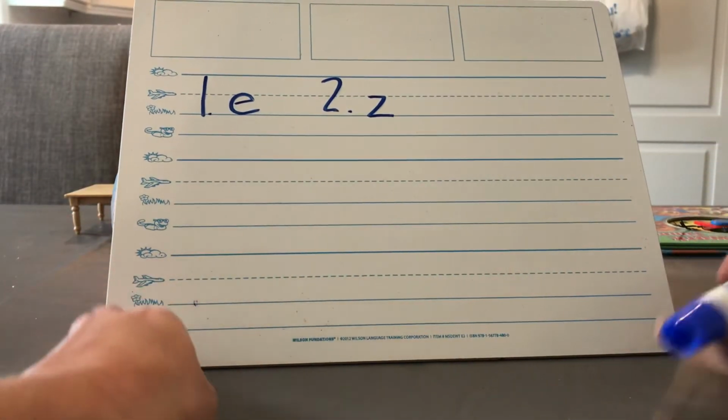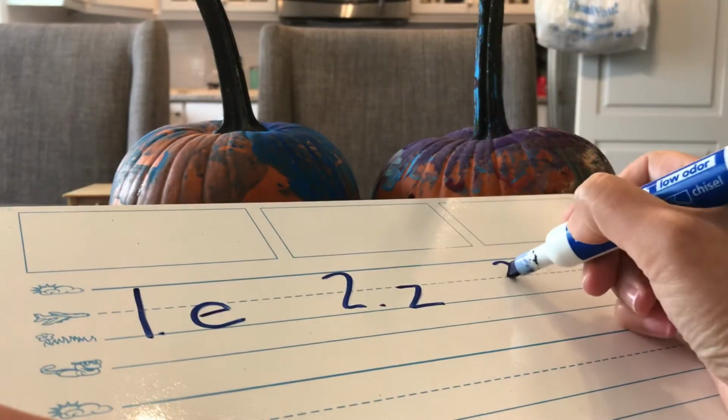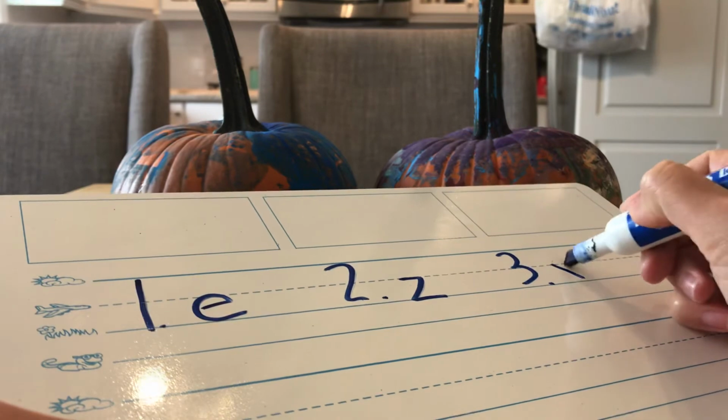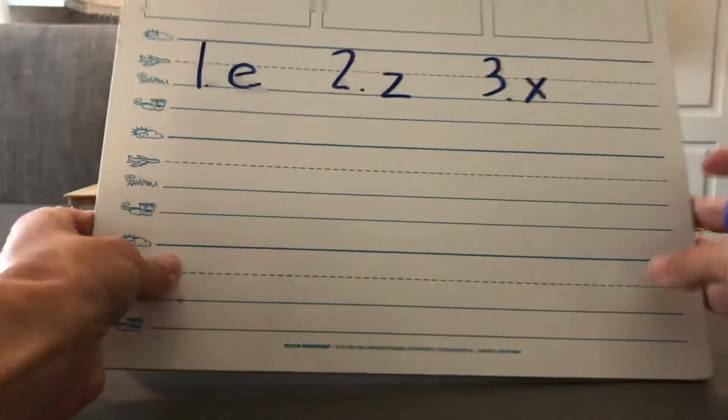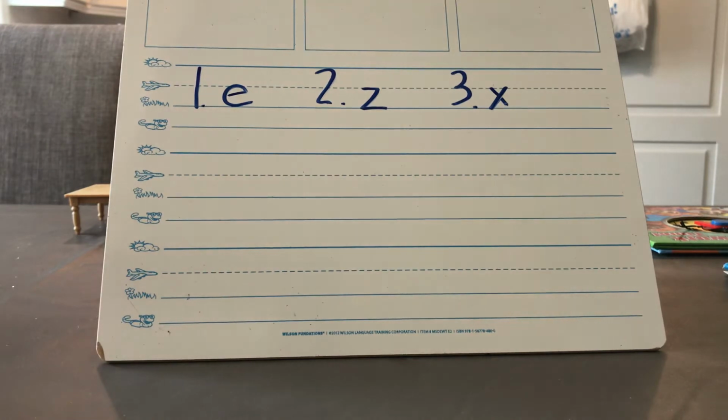Z, zebra, Z. Okay, number 3, X. Write the letter that says X. If you wrote X, then you are correct. Okay, now we're ready for words. We're going to write 4 words. The first word, so I will say the word, you will repeat, and then we will tap and blend it.